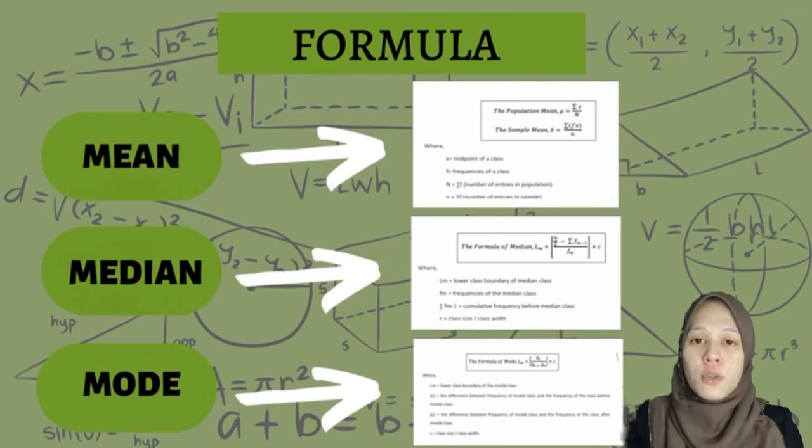So the first formula is the mean. The formula for mean is total fx divided by n. The next formula is sample median, which is the lower class boundary of the median class plus n divided by 2 minus cumulative frequency before the median class, divided by the frequency of the median class, multiplied by class width. The last one is the formula for sample mode, which is the lower class boundary of the modal class plus difference 1 divided by difference 1 plus difference 2, multiplied by class width.